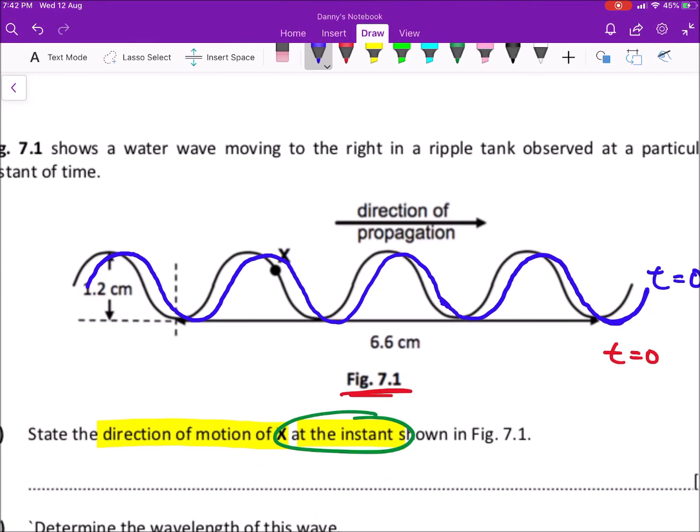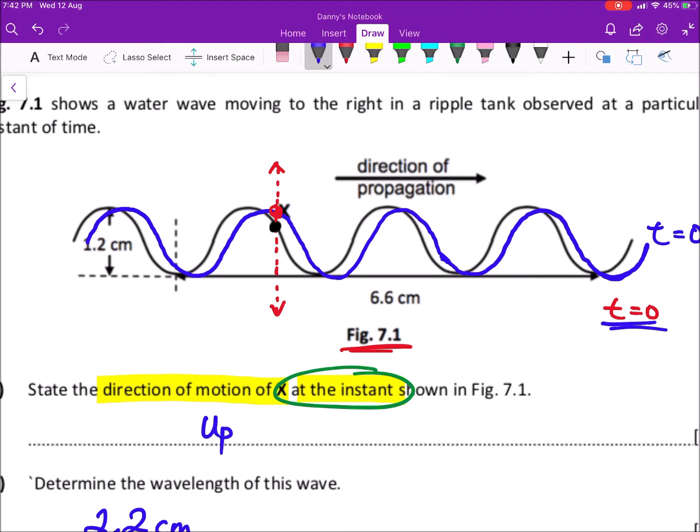I want you to zoom into here. This is how your X will move. It will move perpendicular, right? So it is either moving up or down. You can see that the new position of X is actually here. If you compare this black dot with this red dot, you can see that in order to reach the position of the red dot, the black dot has to go up. So at t equals 0, the dot has to go up, because in the next time frame it will appear on top. So in order to go on top, it has to go up, right?